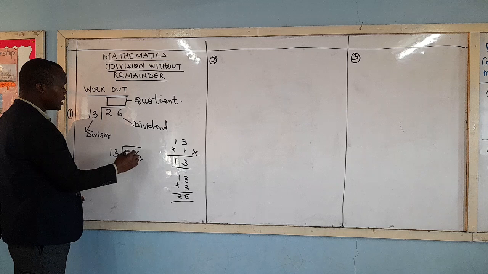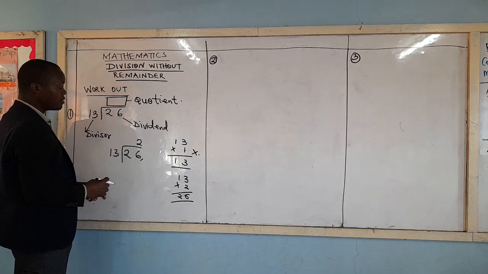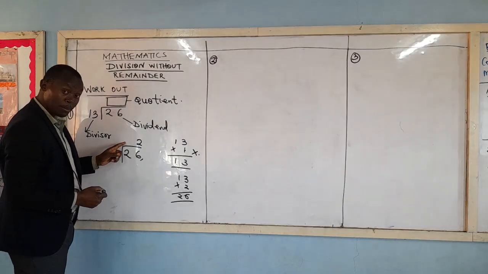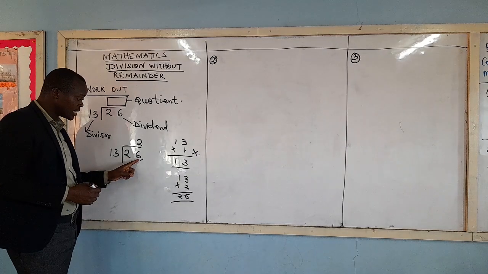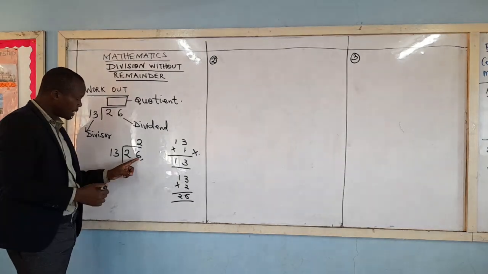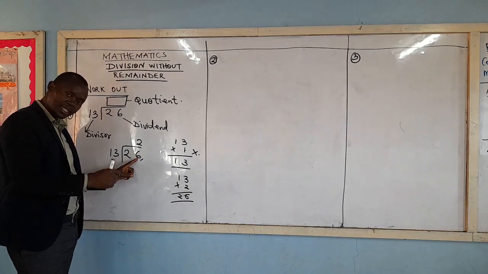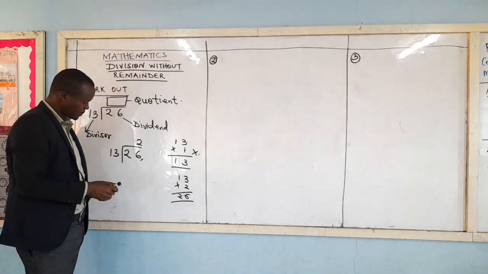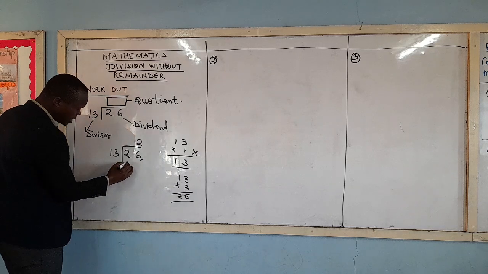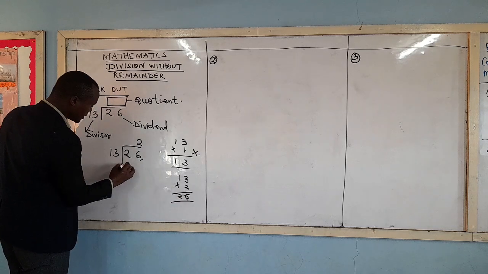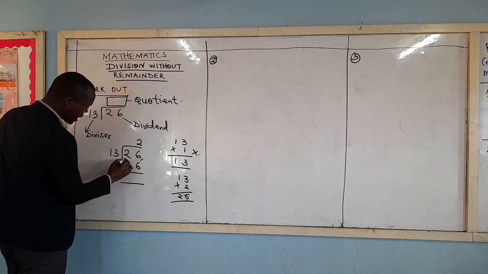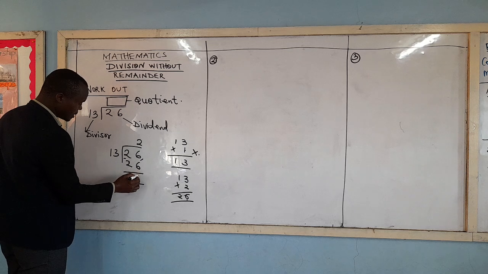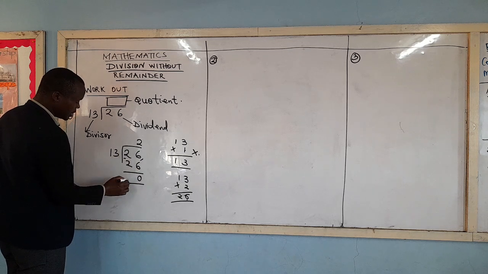We now record 2 above the 6, not above the 2. Remember, we tried to consider 2, it was not possible. So we considered 26. You place the 2 above the last digit you considered. Then down here, we will write our 26. Then finally we take away: 6 take away 6 is 0, 2 take away 2 is 0.